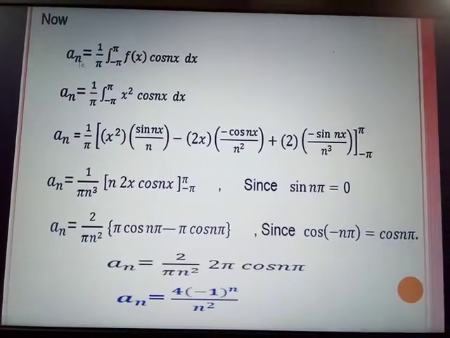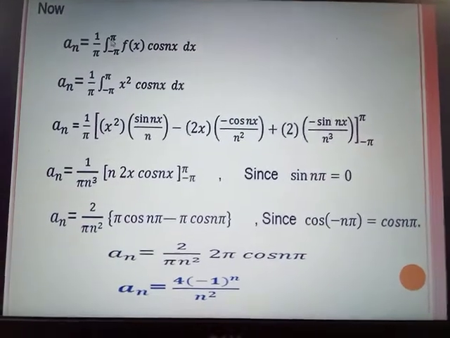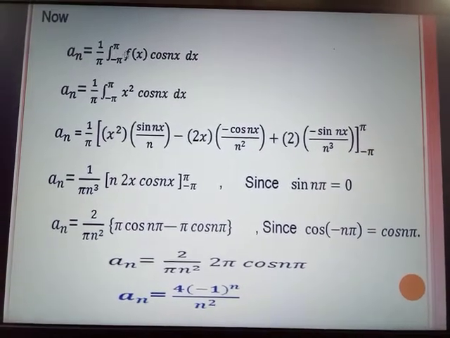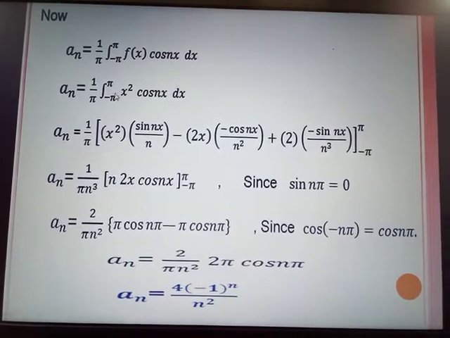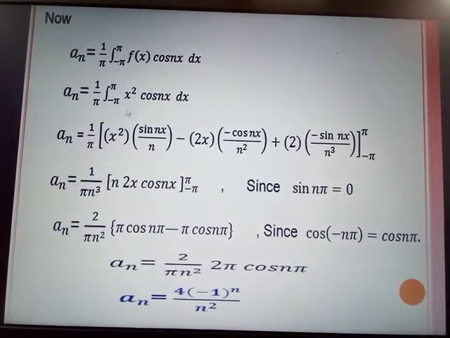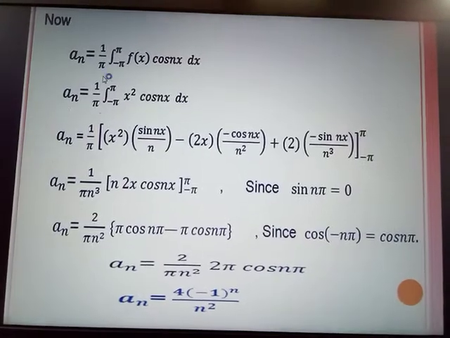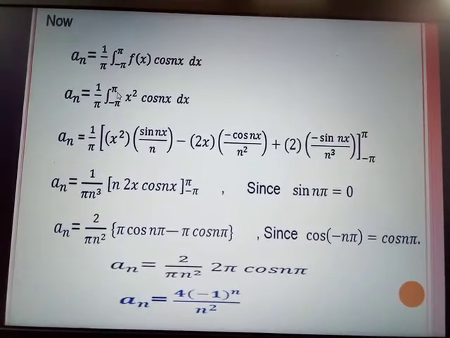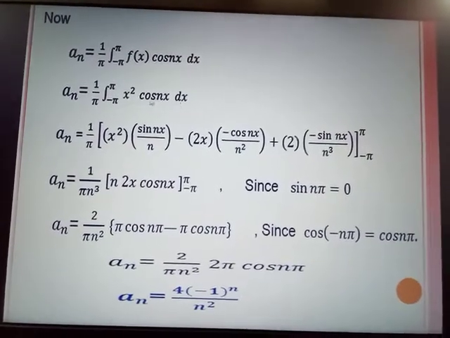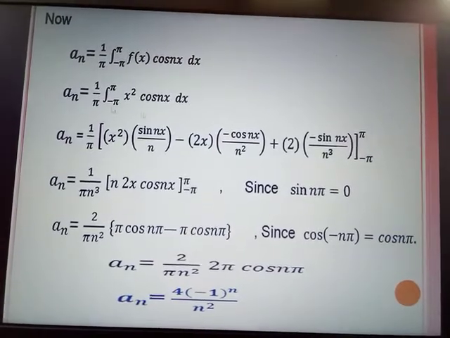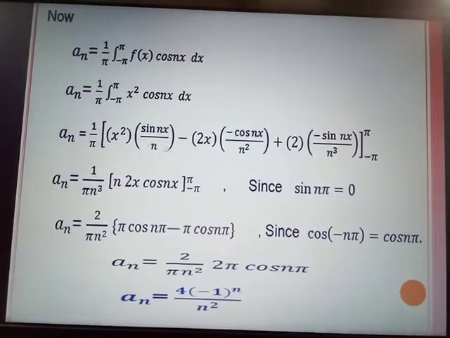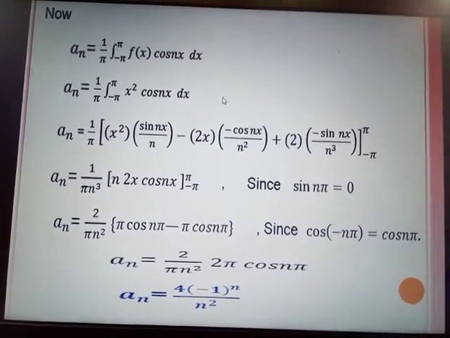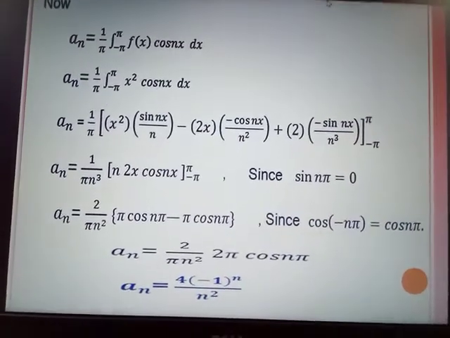Now an is equal to 1 by pi integration from minus pi to pi f of x cos nx. Here f of x is x square. Therefore, an is equal to 1 by pi integration from minus pi to pi x square cos nx. To solve this one, we have to use Bernoulli's rule. We know what Bernoulli's rule is and how to apply that one.